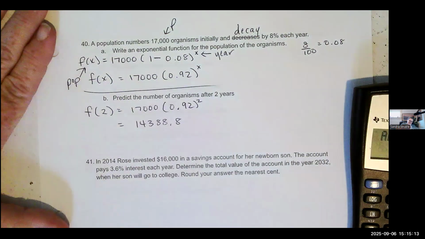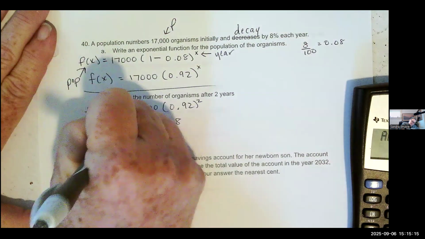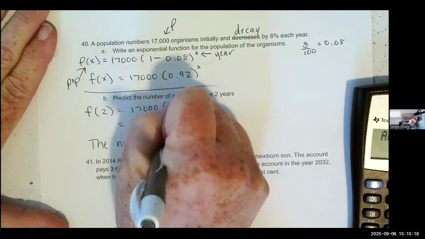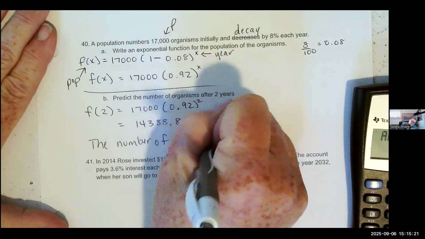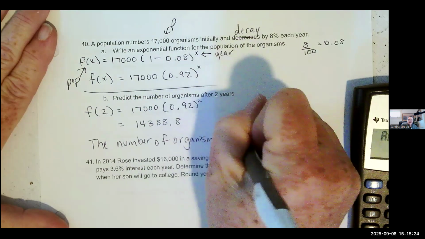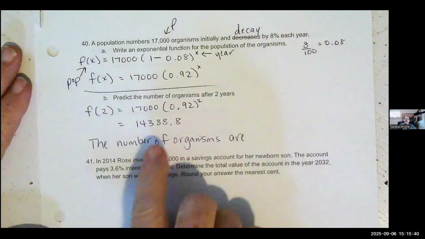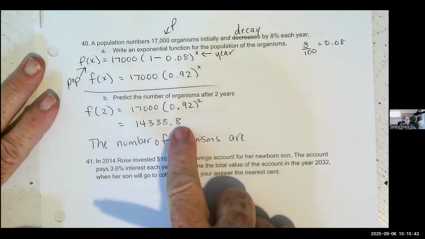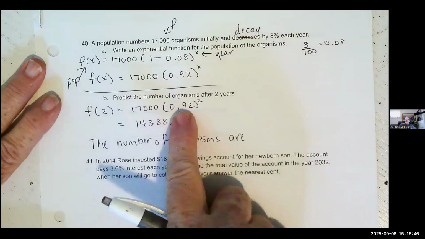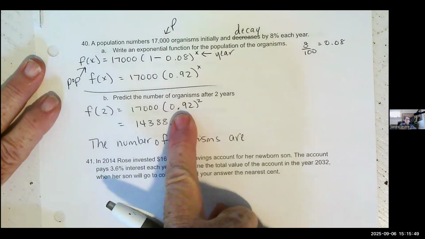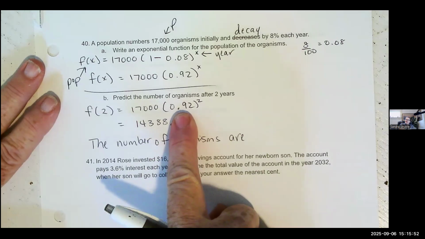The number of organisms are... Now, are we going to leave this as 0.8? Are we going to leave it as 14,389? Are we going to leave it as 14,388? What would you do here? And what's right? If it's people, you can't have 0.8 of a person, no matter how many zombies are around Jamestown. So if this was people, the answer would be 14,388.